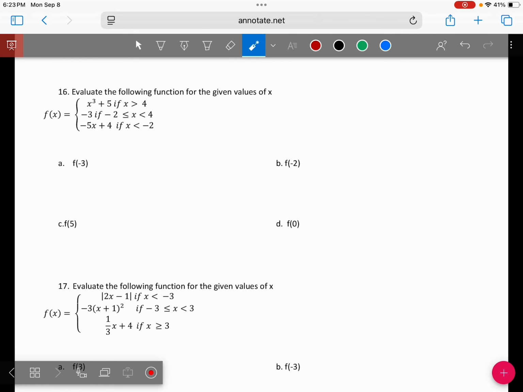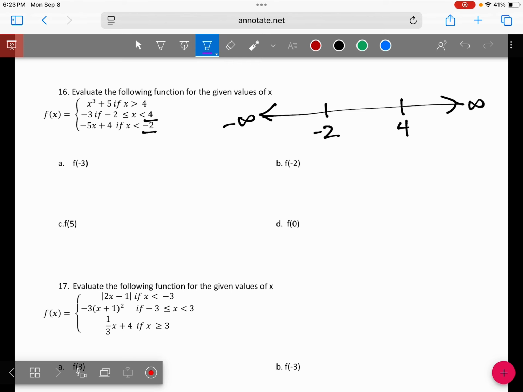Okay, so now let's talk about evaluating. So we don't have to graph it. We're just going to evaluate it. So what I have is a number line. Okay, negative infinity to infinity. And I'm going to break it apart at negative 2 and 4. So at negative 2 and 4.